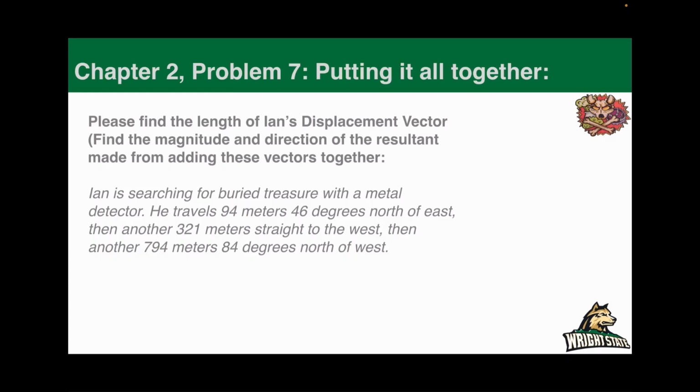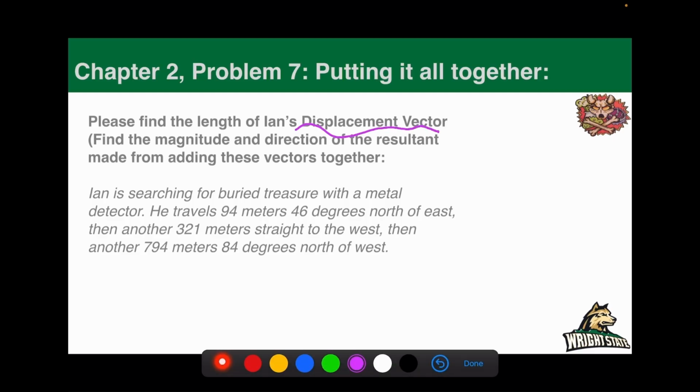He's going 94 meters, 46 degrees north of east, another 321 meters straight to the west, and then another 794 meters, 84 degrees north of west. We want to find his total displacement vector. In other words, the magnitude and direction of the resultant vector made from adding all of these vectors together. Oh my gosh, my straight lines are so bad.